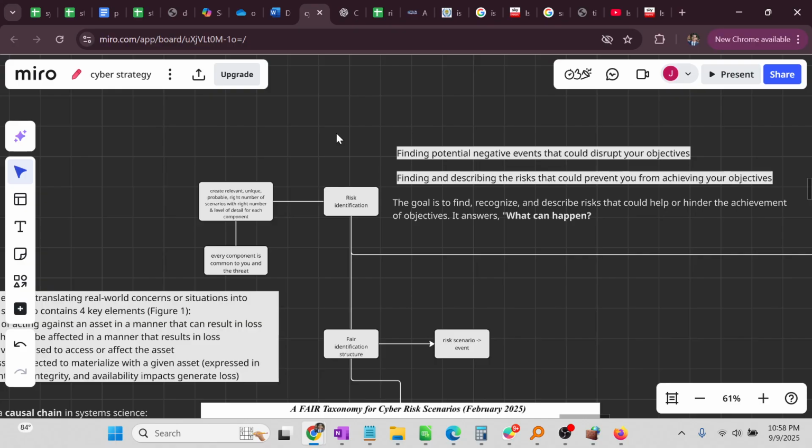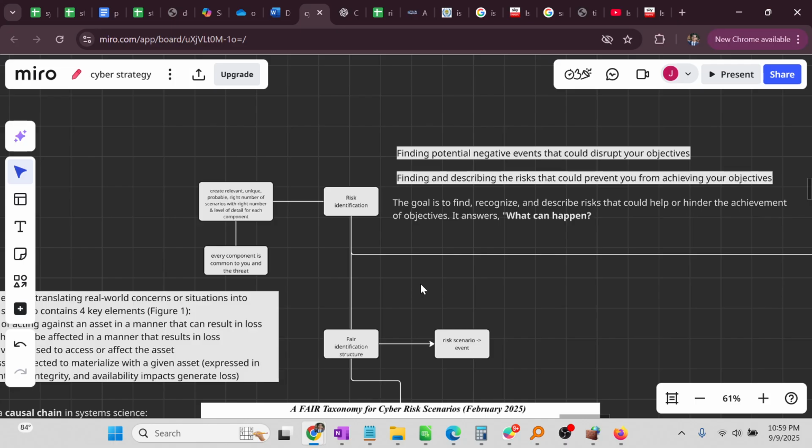Before I move on towards the problems, I just want to briefly discuss the risk identification definition just so that we are clear. For beginners, the definition of risk identification is finding potential negative events that could disrupt your objectives. You have objectives in your organization, there are problems and events that can happen, and those events will negatively impact your objectives.